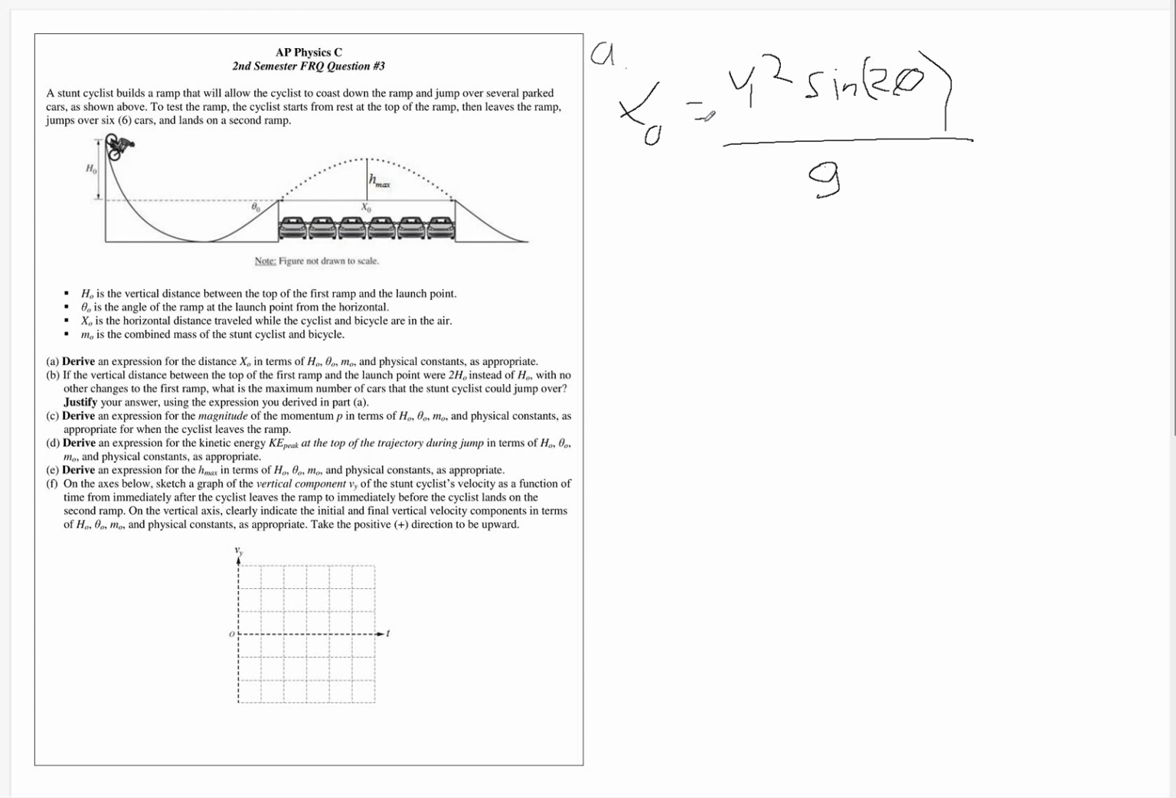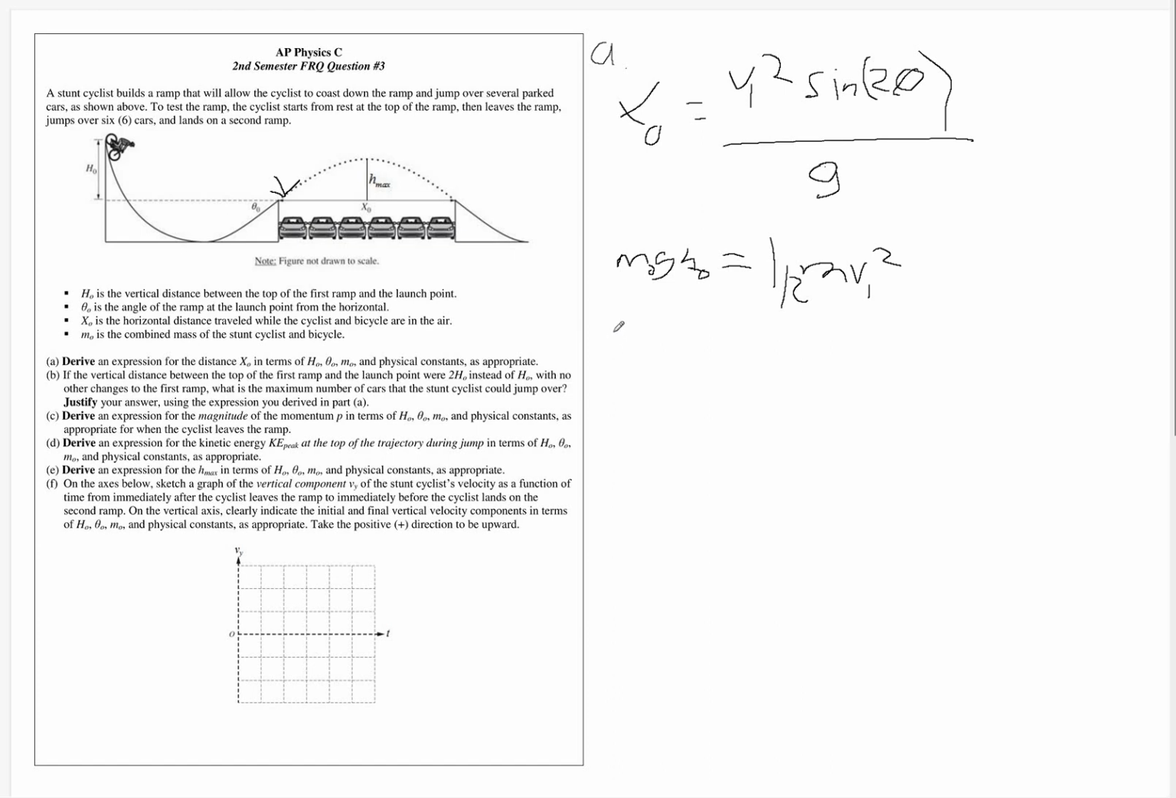So we know that at the point at the ramp where the cyclist and the bike jump off the ramp, the potential energy m g h naught has to equal 1/2 m vi squared, because the potential energy has to equal kinetic energy at the point when the bike leaves the ramp. So right there.